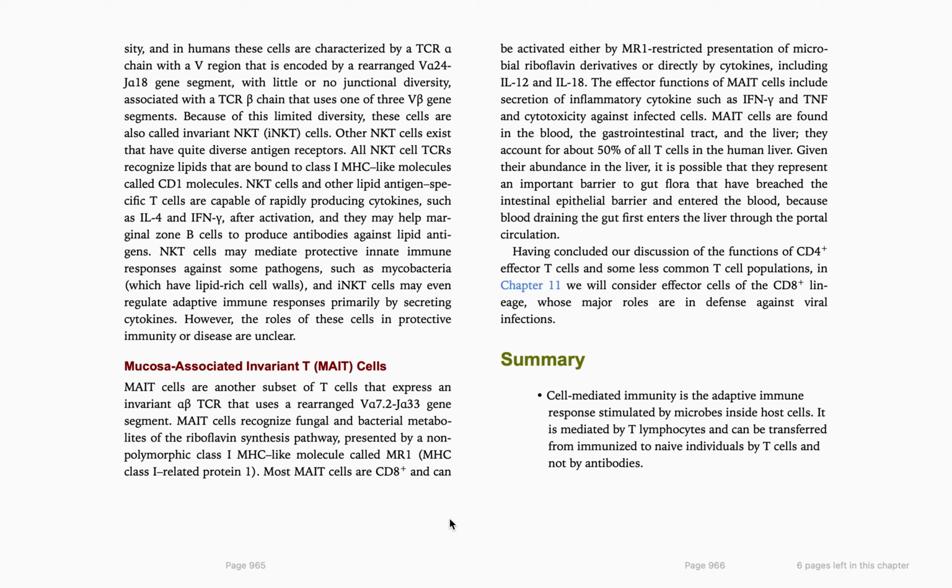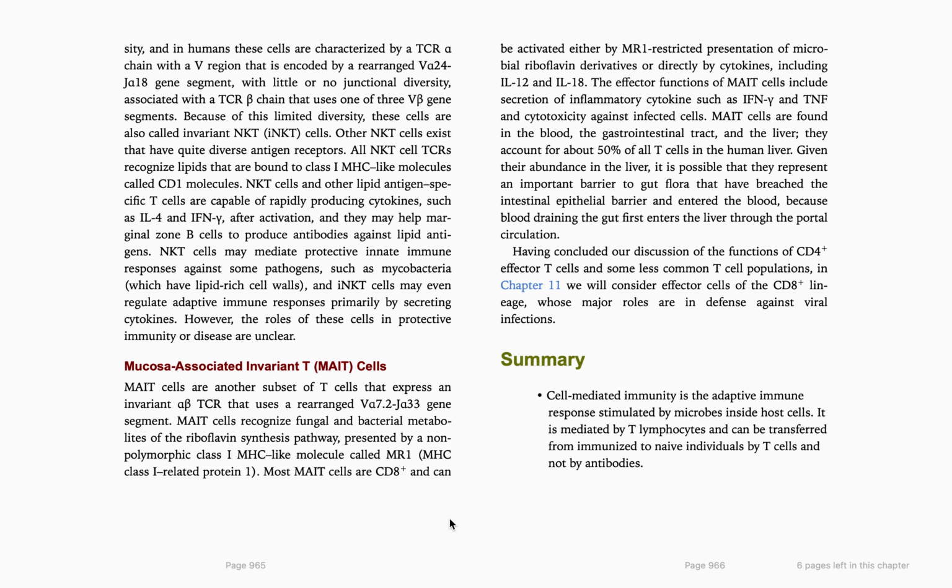All natural killer T cell receptors recognize lipids that are bound to a class 1 MHC-like molecule called the CD1 molecule. Natural killer T cells and other lipid antigen-specific T cells are capable of rapidly producing cytokines such as interleukin-4 and interferon gamma after activation, and they may help marginal zone B cells to produce antibody against lipid antigens.